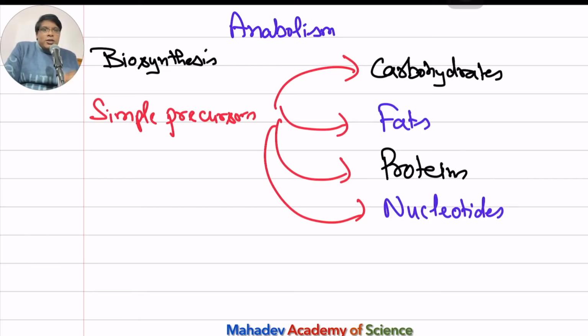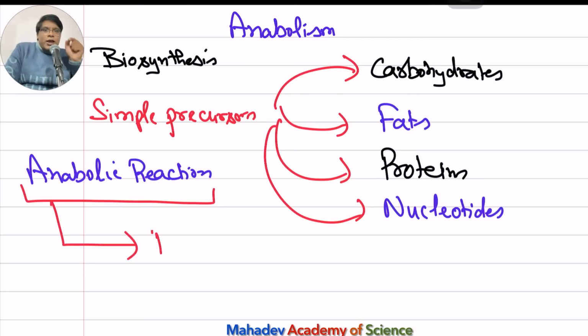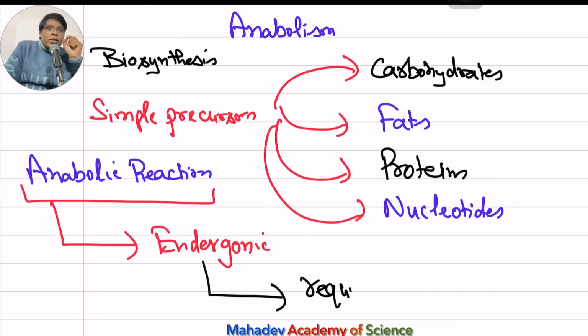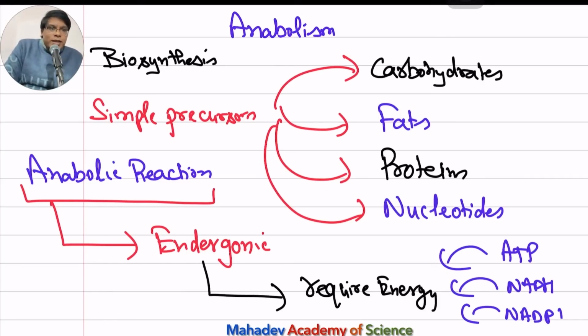Now the most important point to keep in mind, the anabolic reactions which are occurring within the cell require input of energy. Whenever you see input of energy, such type of reaction is known as an endergonic reaction. So here keep in mind, catabolic reactions release energy. Anabolic reactions require input of energy. Here, who is going to provide energy? ATP, NADH, NADPH. So hopefully it is clear to you what is catabolism and what is anabolism.